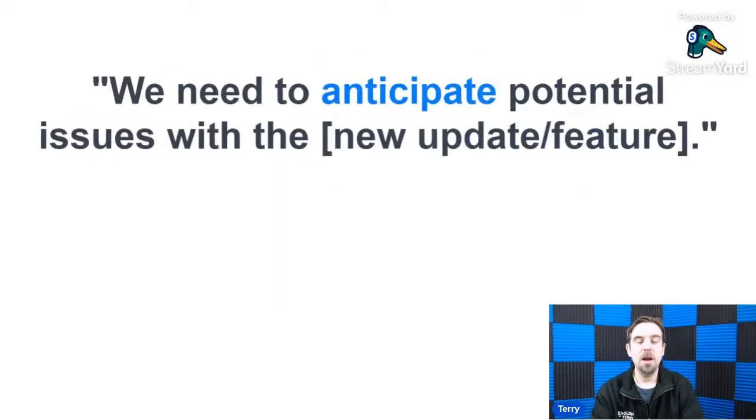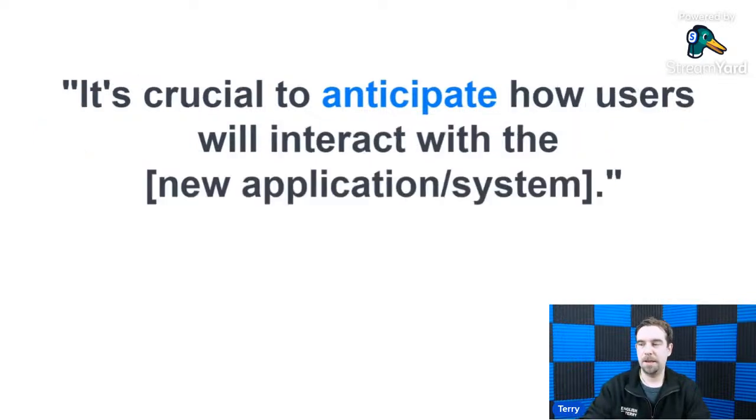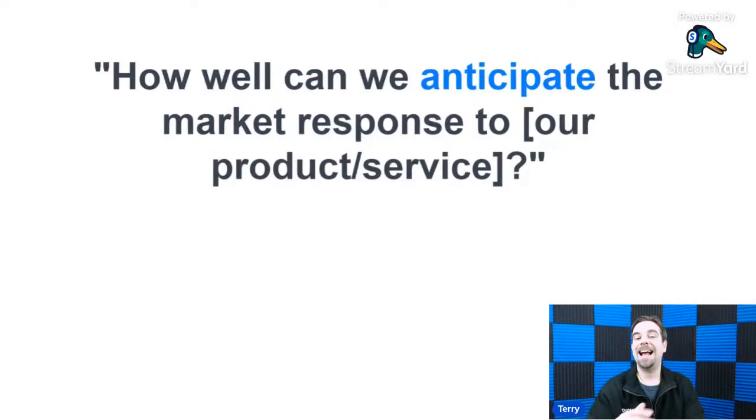Okay. Now, two or three little ways or sentences that you can start to use it in your next meeting are: we need to anticipate potential issues with the new update or the new feature. Or it's crucial to anticipate how users will interact with the new application or system. And then finally, how well can we anticipate the market response to our product or our service? So again, this is just another way to talk about project scope and another important verb for project scope.